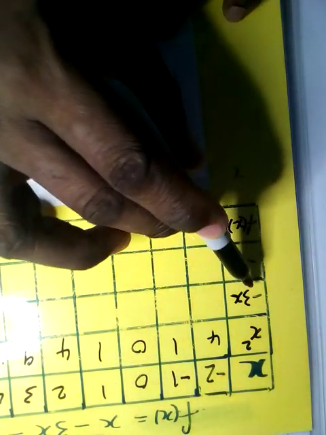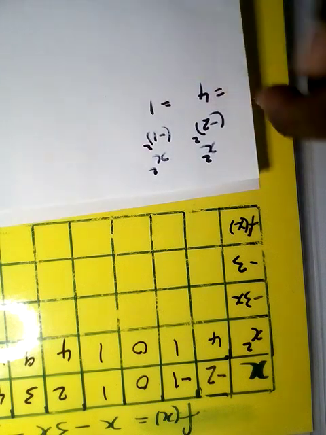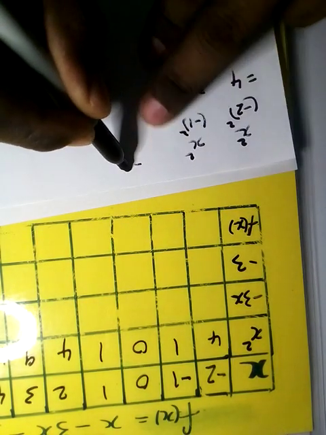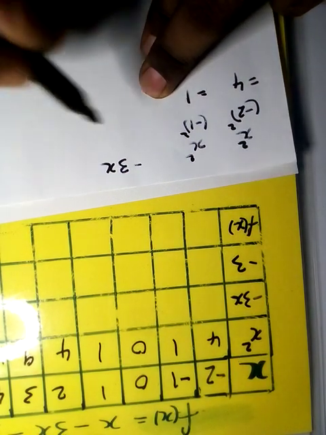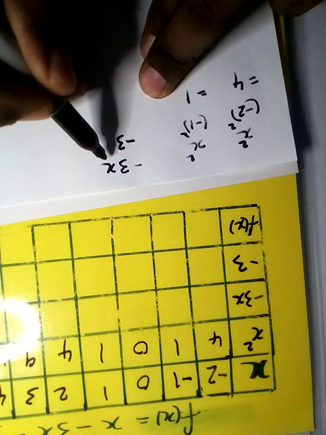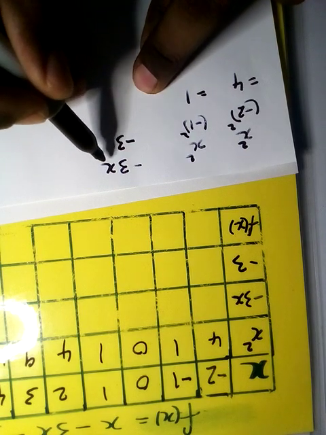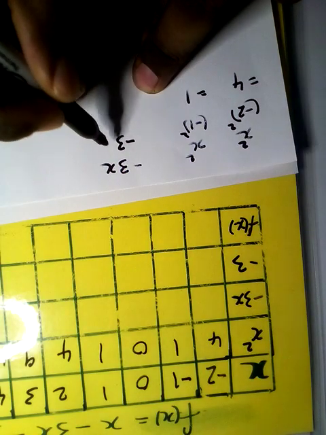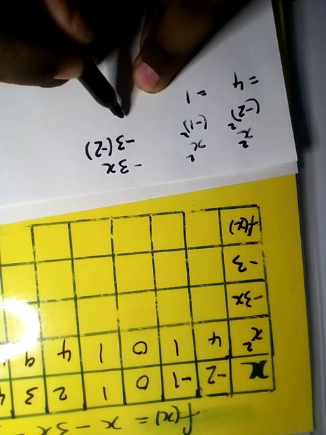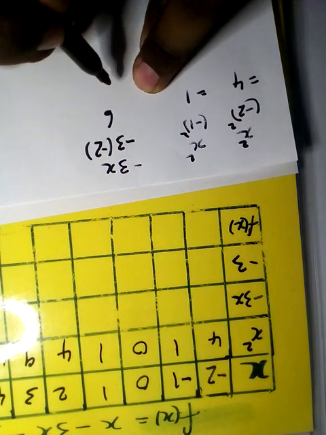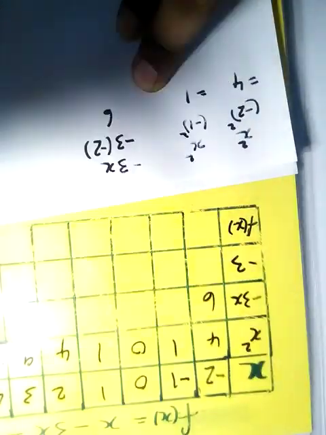Now to fill this box, we're going to use this expression, which is negative 3x. So it's negative 3 times whatever the value of x is. In this case, x is negative 2. Sign times sign, we deal with our sign. It's going to be a positive 6. So we know that positive 6 should go here.